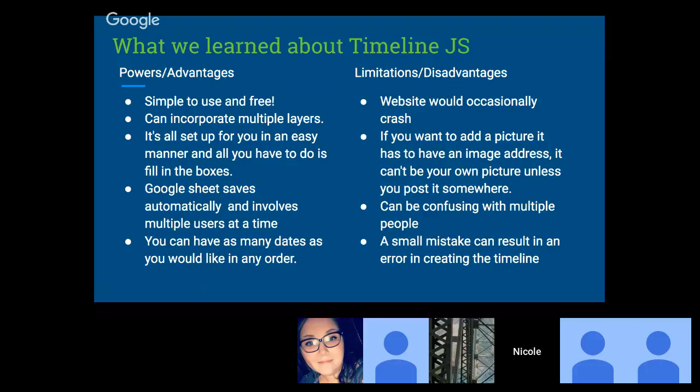The downside with some of this was that the website would occasionally crash. And Google Sheets, although we could all be on it at the same time, would be a little confusing. But I think we saved a lot of the confusion by making sure everyone knew what event or date they were putting in, so that we didn't have duplicates show up. And if you have to put in an image, it has to be a URL, so you have to post it somewhere. And so that's about it for the presentations.